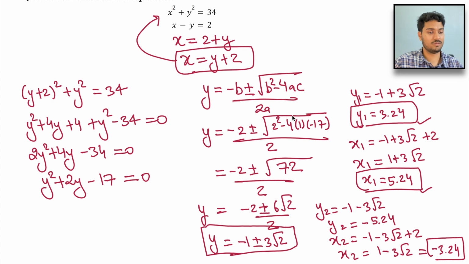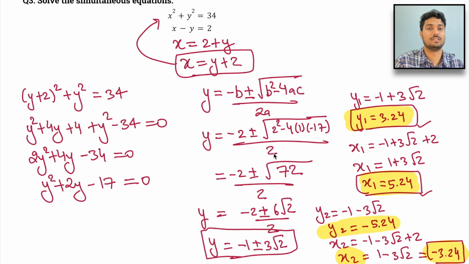So that's how we have 4 solutions: y1, x1, y2, and x2 values. With this, I hope this was easy to understand. Let's move on to the next question.